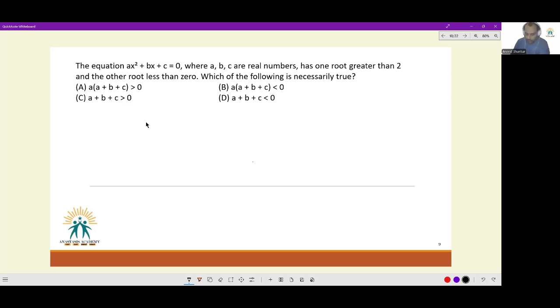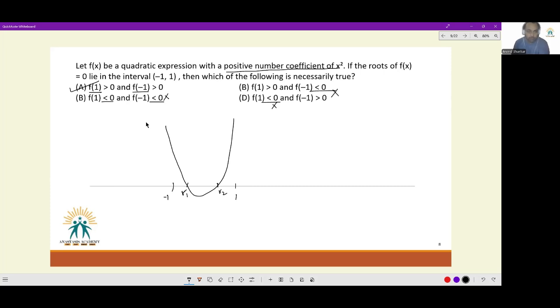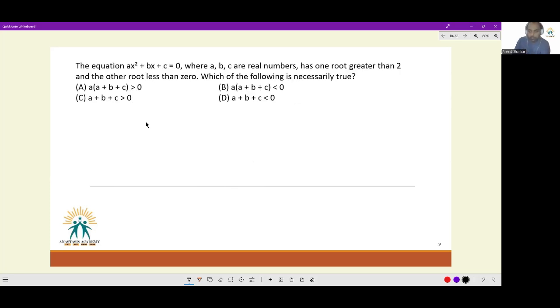Let's see. Now see here, in the previous question, we knew the shape of the graph was an upward facing parabola because we were told x square had a positive coefficient. Here, we have no such information, whether A is positive or negative. That will change our working. Let's go ahead and write that down. If A is greater than 0, then it will have two roots, one to the right of 2 and another to the left of 0. One root greater than 2, another root less than 0. This is what we know.